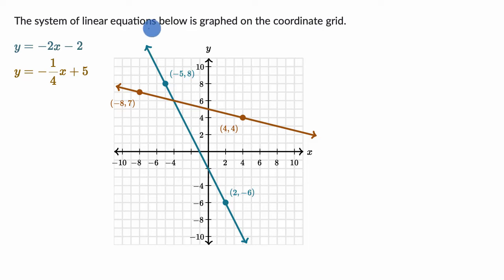We're told the system of linear equations below is graphed on the coordinate grid. So we can see the graph of y is equal to negative 2x minus 2 in blue here, and then y is equal to negative 1/4 x plus 5 in brown here.